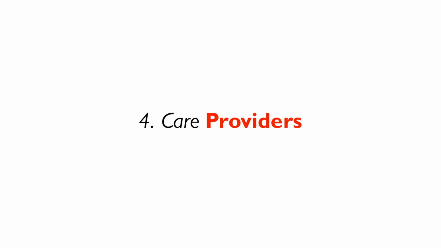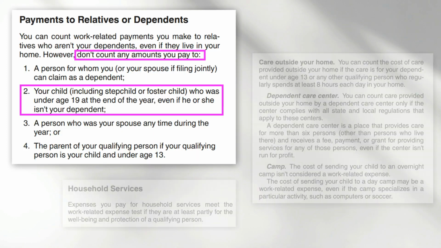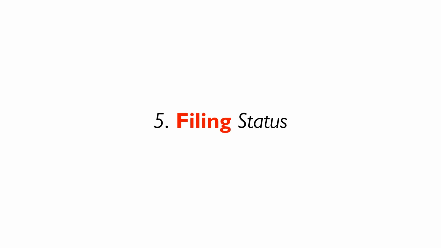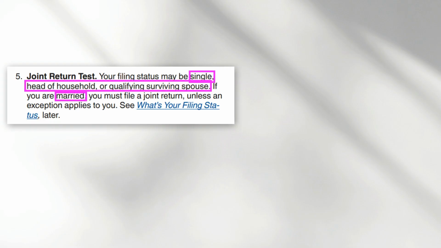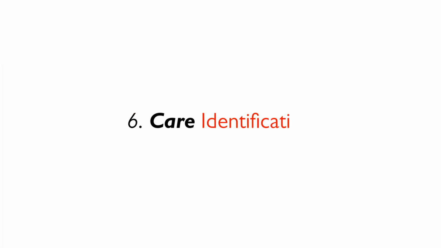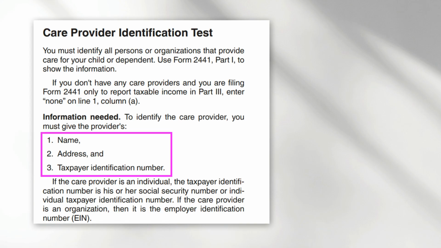You must be making payments to someone who is not your child under 19 or your dependent. You can have any filing status, including single, head of household, qualifying surviving spouse, and married filing jointly. However, if you are filing married filing separately, there are some additional criteria you have to meet to claim this credit. You need to provide the care provider information with their name, address, and either EIN or Social Security number.